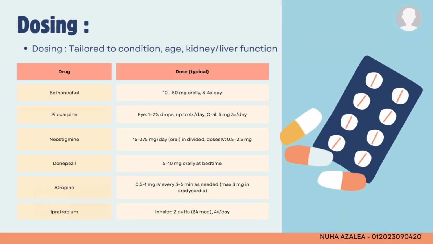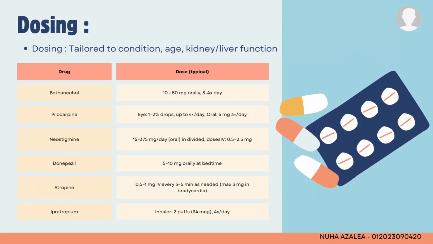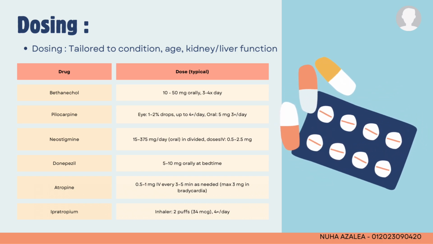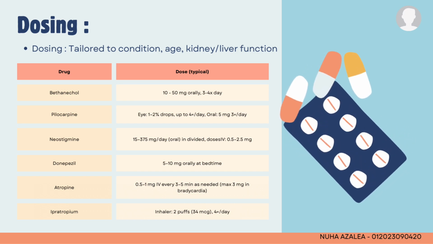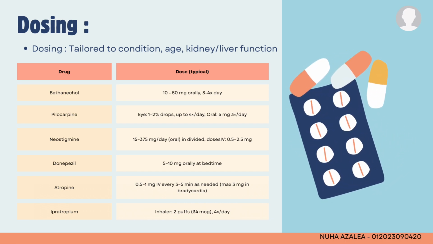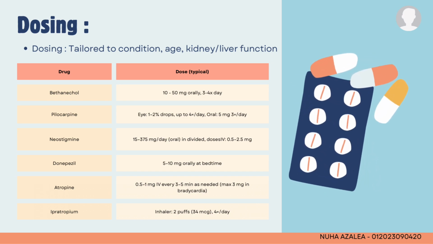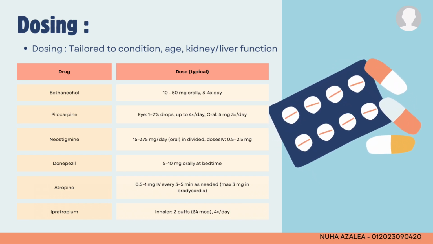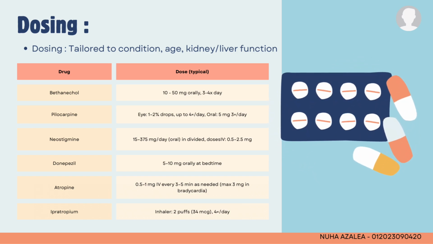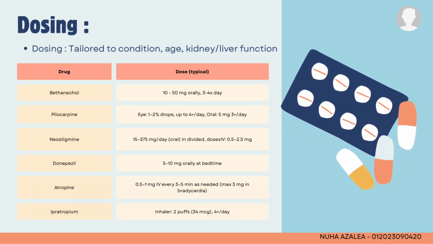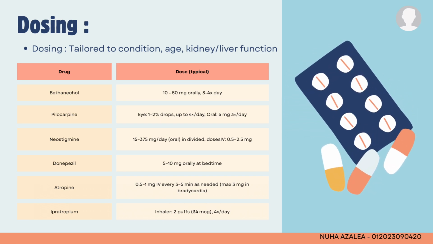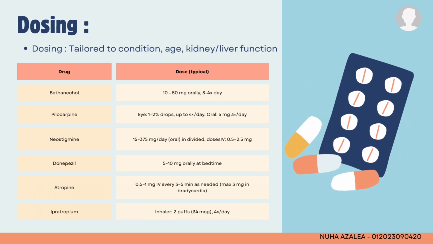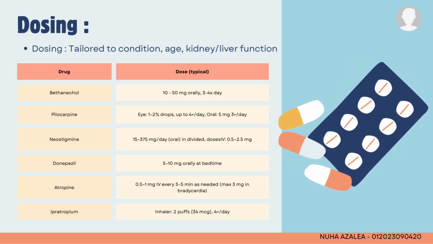Okay, next let's talk about dosing. So usually the dosing is tailored to the patient's condition, age, and kidney or liver function. So this is some of the example of typical dosing for these example drugs. So firstly, bethanechol is typically given orally at 10 to 50 milligrams 3 to 4 times a day, and pilocarpine is administered as eye drops, 1 to 2% solution up to 4 times a day, or orally at 5 milligrams 3 times a day.